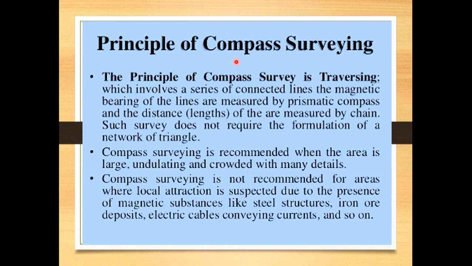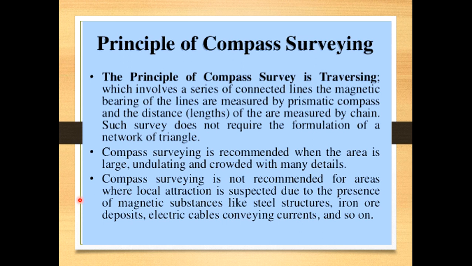So what is the principle of compass survey? The principle of compass survey is traversing, which involves a series of connected lines. The magnetic bearings of the lines are measured by prismatic compass, and the lengths of the lines are measured by chain. Such a survey does not require the formation of a network of triangles. See the second point: compass surveying is recommended when the area is large, undulating and crowded with many details.